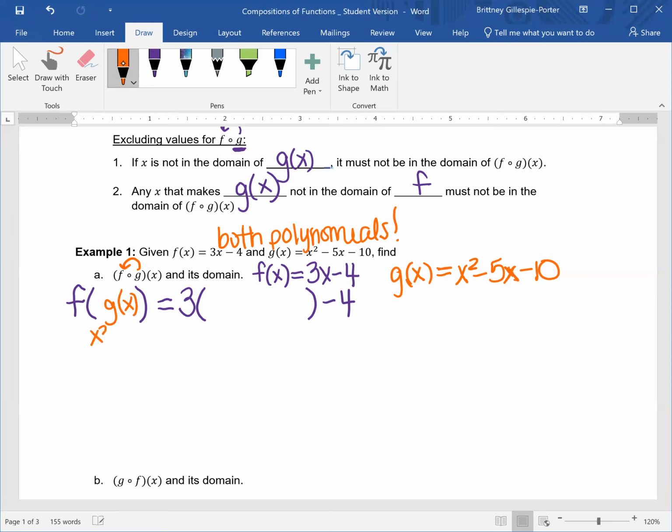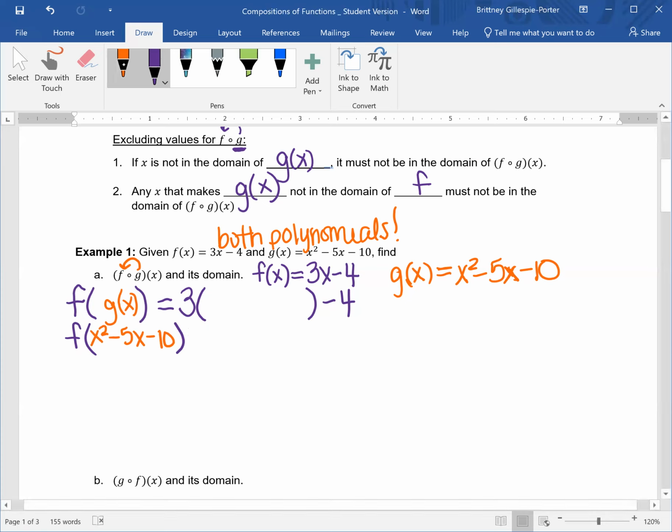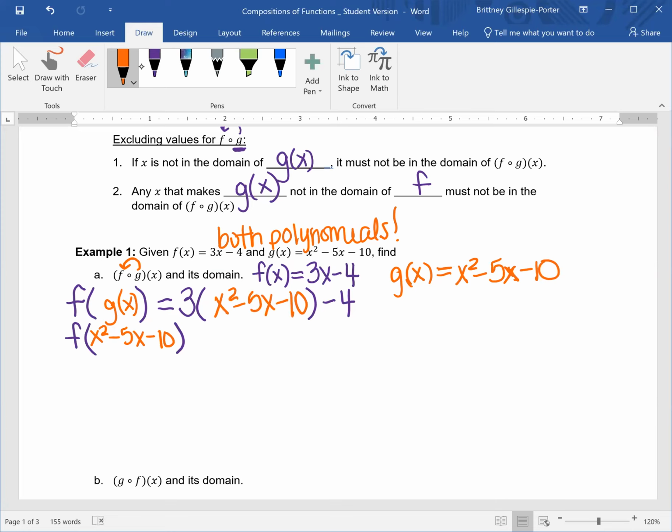And remember, g of x was x squared minus 5x minus 10. So I could also write this as f of x squared minus 5x minus 10. But what that means is that we are going to plug our x squared minus 5x minus 10 anytime we see an x, which I have in 3x. I left open parentheses here, which means we're going to substitute in our g function.